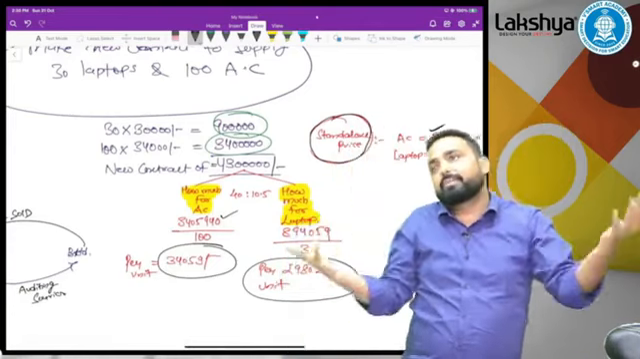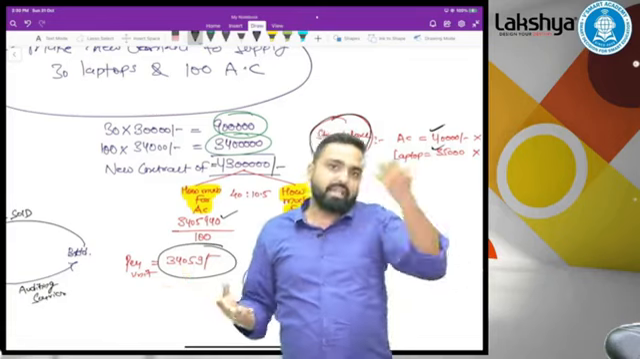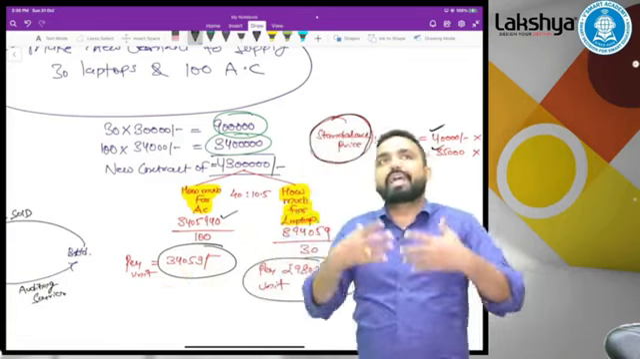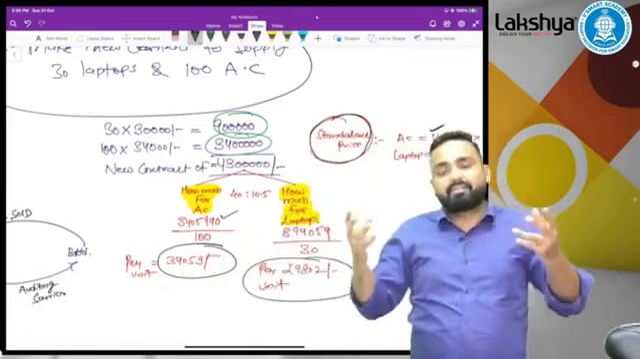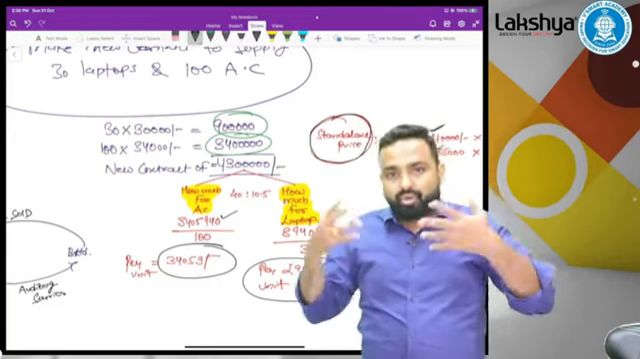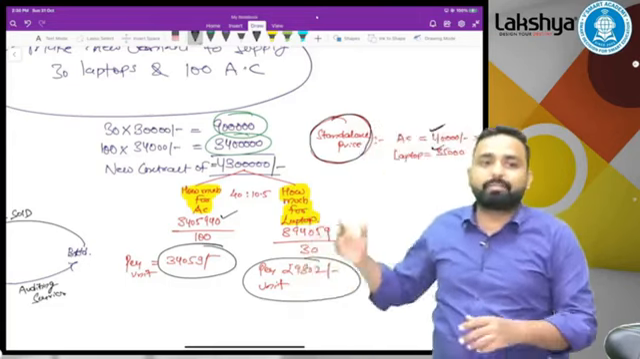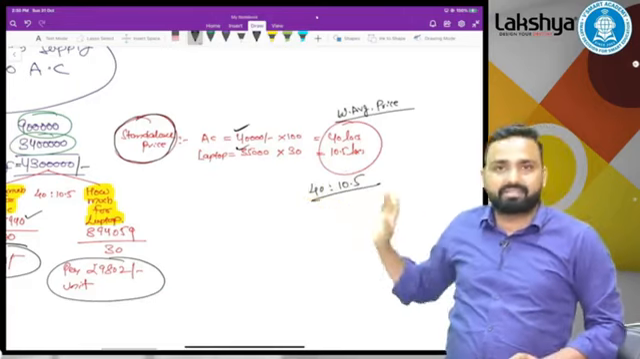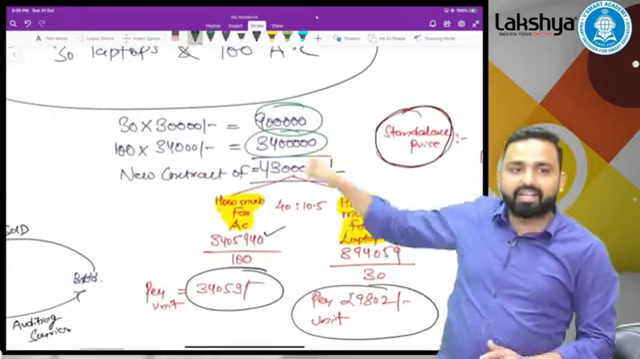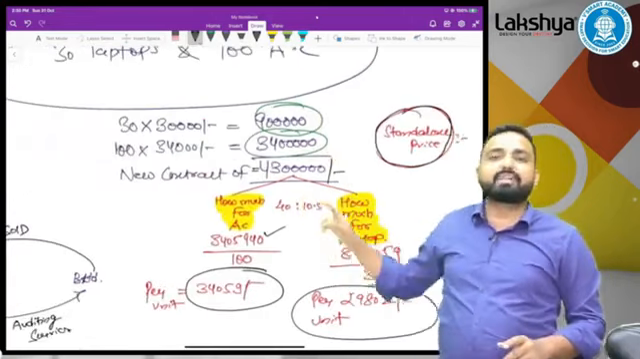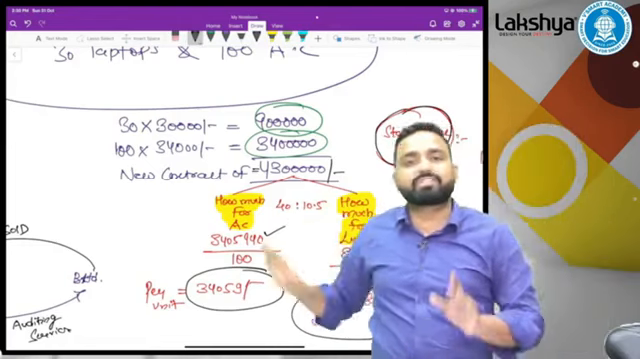In that new contract, there may be more than one performance obligations like AC and laptop. Now calculate the revised rates for those performance obligations. How to calculate? Based on the ratio of standalone selling prices. Simple. The total consideration to be subdivided in the ratio of standalone selling prices.